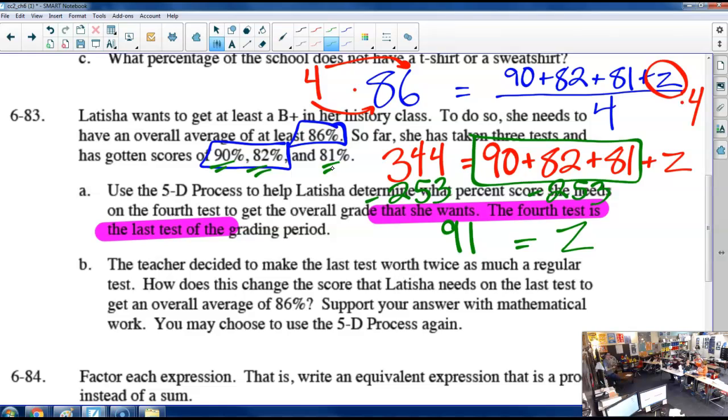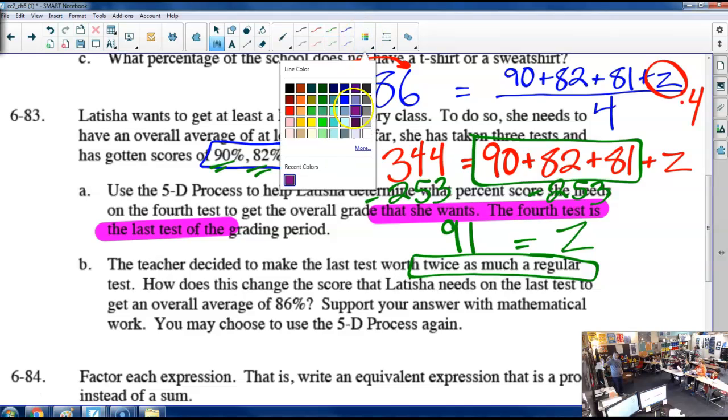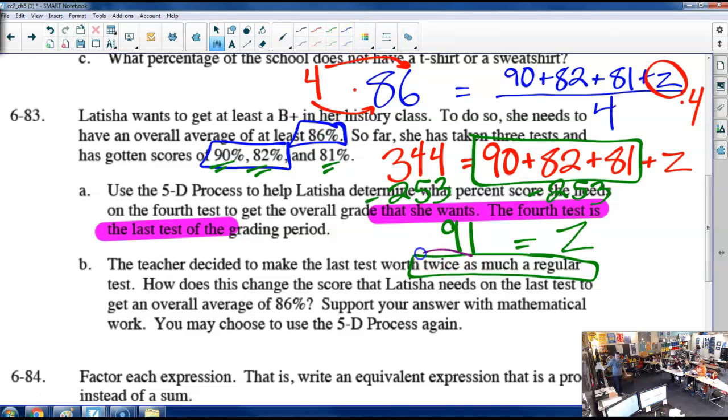Maeve? I was confused on B too. B: the teacher decided to make the last test worth twice as much as the regular test. How does this change the score that Letitia needs on her test to get an overall average of 86? So here's how that modifies, and really I should color code it like this. Whatever they earn on that test, that's what we call Z, right?